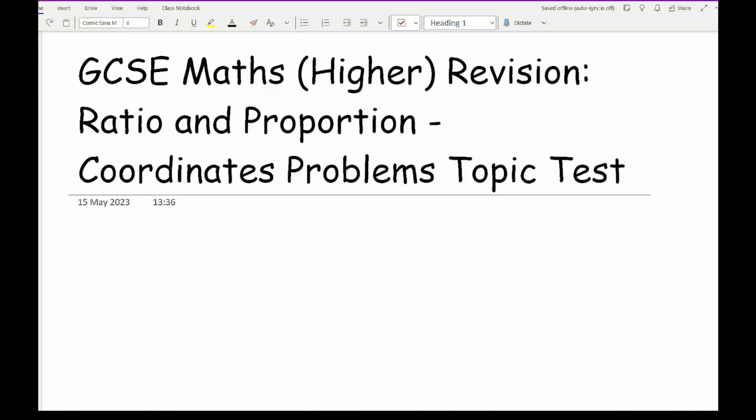Working through quite a lot of past GCSE papers recently, one thing I am noticing is an intense increase of ratio and proportion questions, not only within their own unique topic, but also amalgamated in all the other aspects of maths. One in particular is working with coordinates and coordinate geometry.